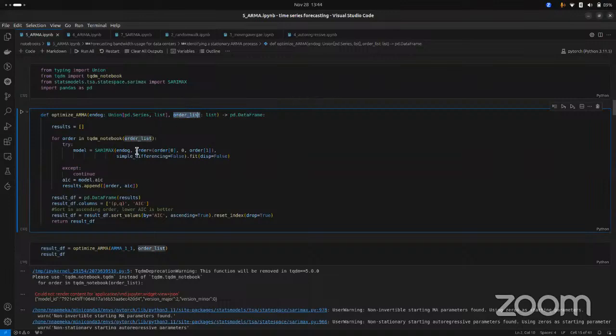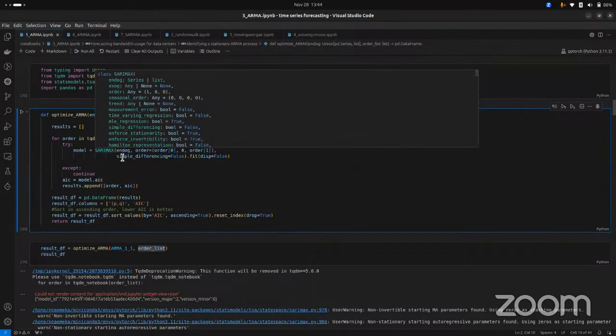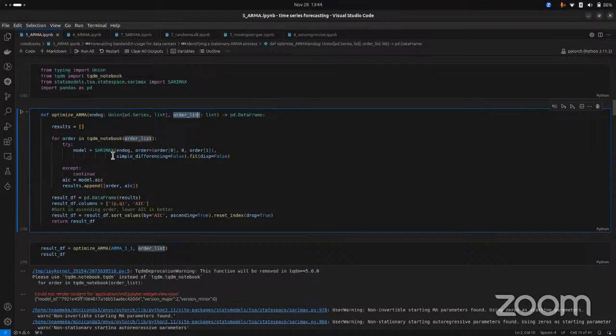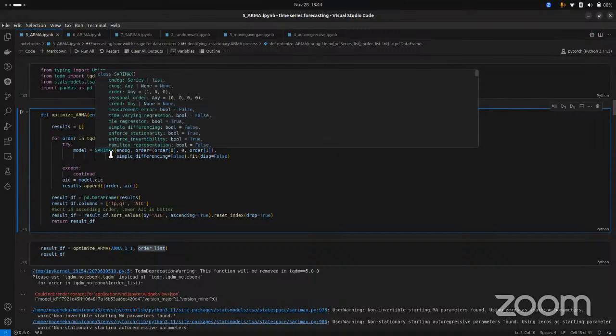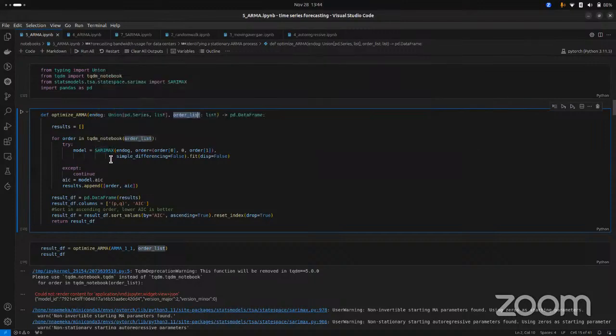We're going to iterate through this list and build an ARMA model. Remember, we're using the SARIMAX, because SARIMAX is the overall model. We can use SARIMAX to build an AR model, MA model, ARMA model, ARIMA model, and so on.